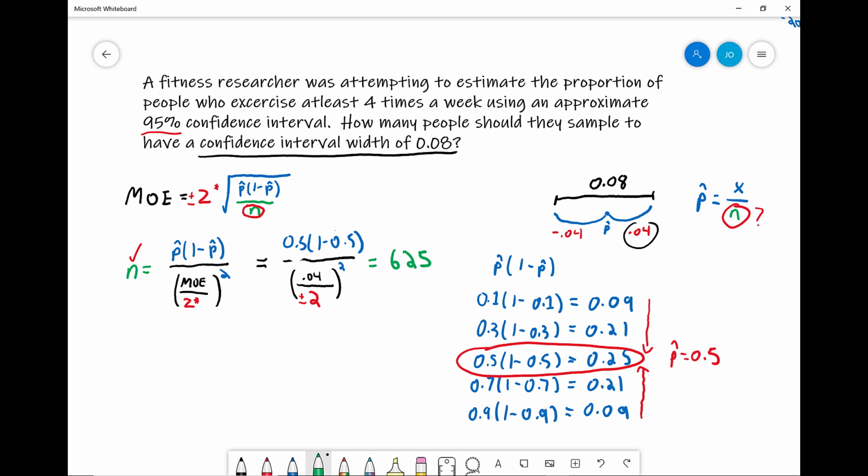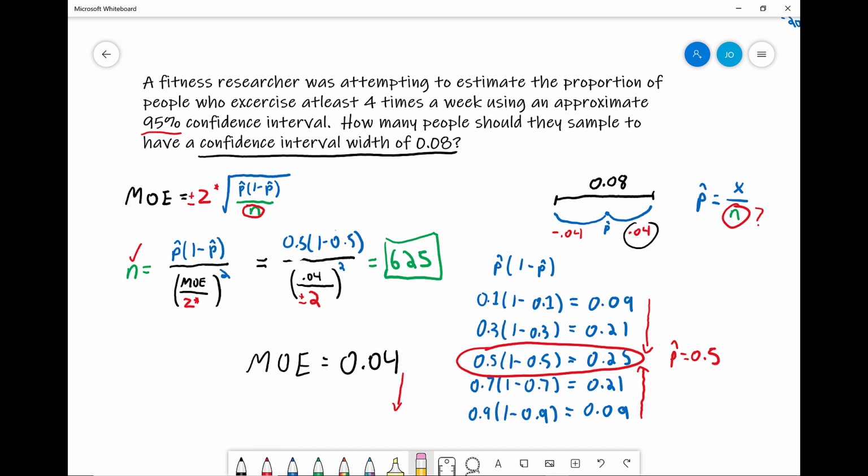What this is saying is if we sample 625 people, our margin of error, which we want to be 0.04, 4%, our margin of error will never be bigger than 0.04. If our p hat turns out to be anything else than 0.5, our margin of error will actually go down. So essentially what we're doing by using 0.5 is we're taking the worst case scenario into account. If we sample 625 people, we'll never have a bigger margin of error than 4%. It very well may be lower, but it's never going to be bigger. And we always want to at least have our precision rate that we're interested in.